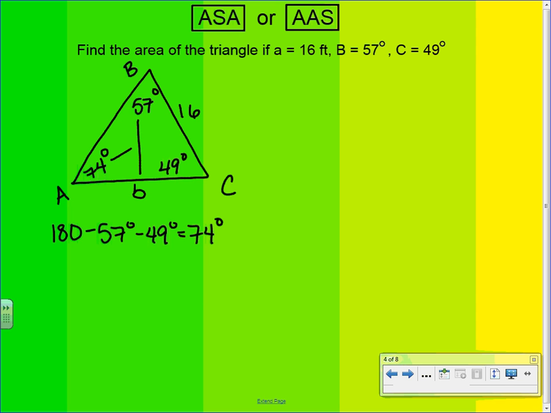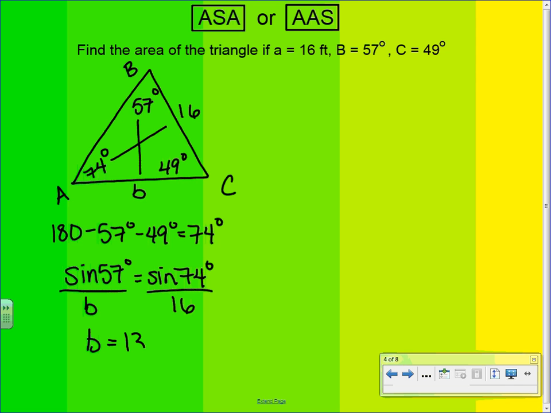B is opposite 57. 74 is opposite 16. I have two pairs of opposites. That's the law of sines. Sine 57 over B equals sine 74 over 16. Cross multiply, I'll have 16 times sine 57, and then I would have to divide that by sine 74. And I get 13.96. Okay, so B is approximately 13.96.